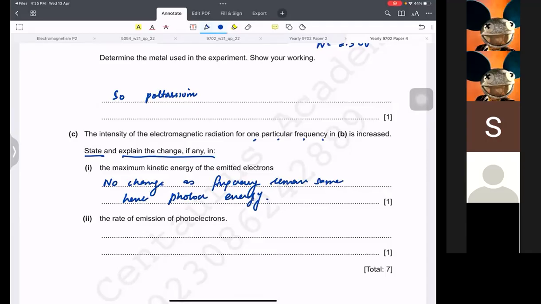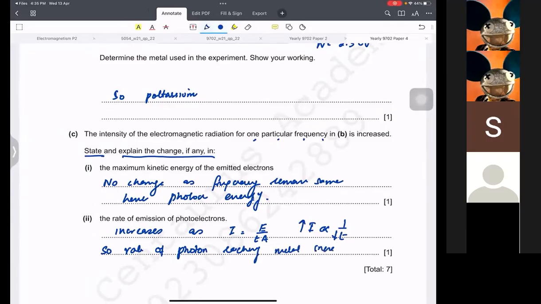And rate of emission increases, as intensity equals energy over time over area. So intensity is one upon time. So what will happen? Increasing intensity will reduce the time. So the rate of photons reaching the metal increases, and so does the rate of emission. I hope you guys understand this, right?